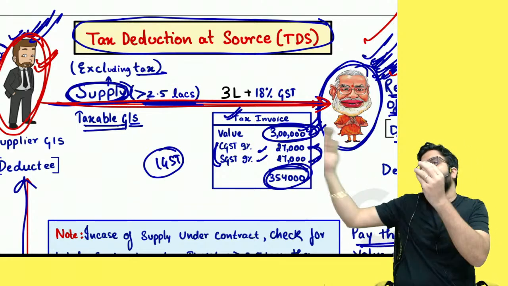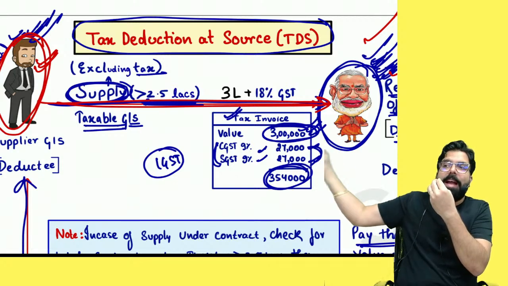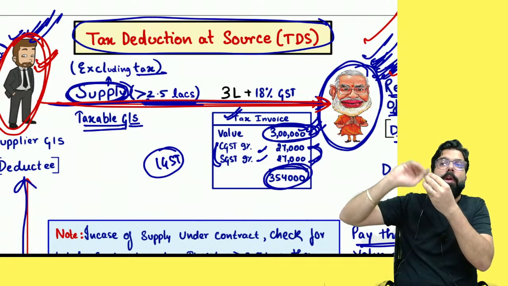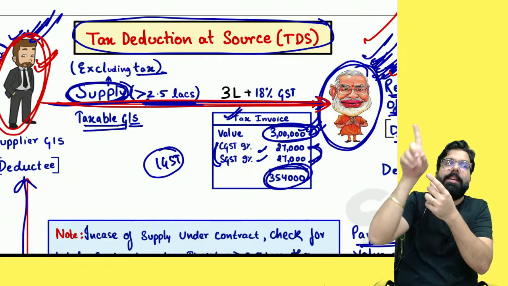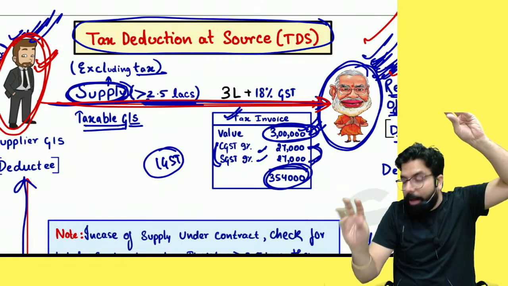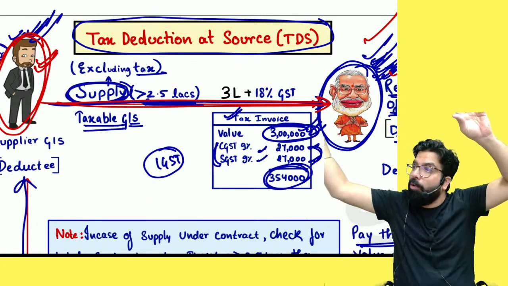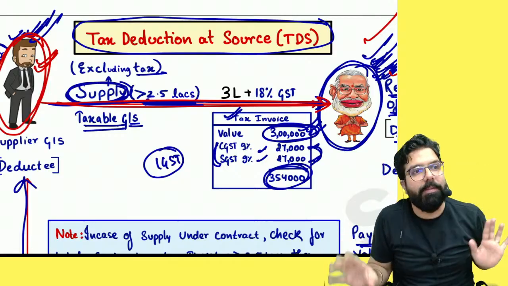What will I do? Whenever I receive a supply of more than what value? 2.5 lakh. I should deduct how much TDS? 1% CGST, 1% SGST, or 2%, and I should pay it to whom? Government. And government will give it back to you. But in between, did government come to know about you? Yes, that is the whole purpose. Can I go ahead, everyone?